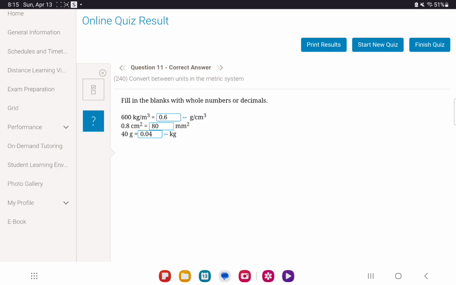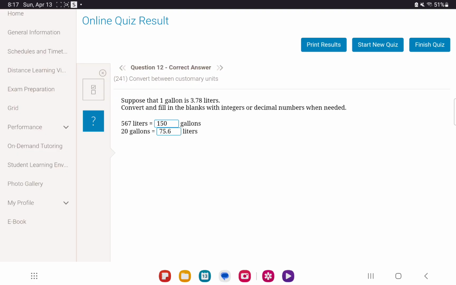Okay, for this question, it's also fairly simple. You should know all of these. For example, this question is going from kilograms to grams. You divide by 1,000. So 600 divided by 1,000, you get 0.6. And then the other ones from centimeter to millimeter, you multiply by 100 and you get 80. And then the other one, you divide by 1,000, you get 0.04. It's as simple as that. You just need to know how to convert.